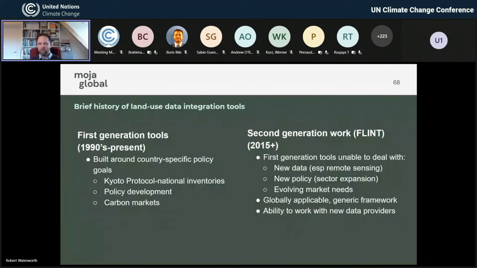And this is what led us to go down to the second generation work of the FLINT, starting in 2015. The key problems were we saw that the first generation tools weren't going to be able to cope with all of the new data coming in, especially the volume of remote sensing information we were getting. They certainly weren't going to be able to cope with many of the new policy issues, in particular covering the entire land sector efficiently, so expanding the sectors, and also how are you going to start dealing with markets. So we needed a globally applicable generic framework and the ability to work with all of the new data. That's where we've basically been driving the second generation work.